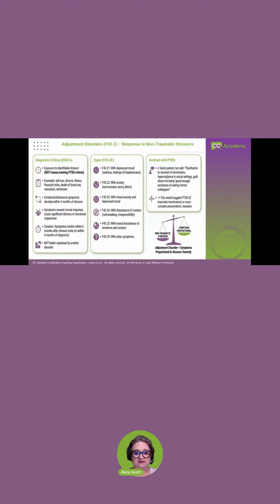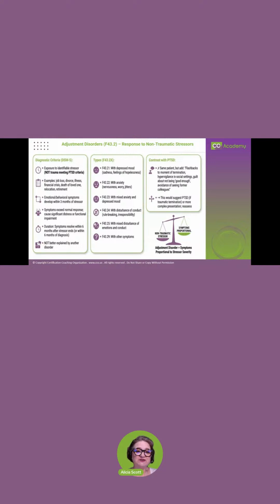The symptoms exceed a normal response and cause significant distress or functional impairment. And here's the key: duration. Symptoms resolve within 6 months after the stressor ends or within 6 months of the diagnosis. So it's time limited, and it's not better explained by another disorder. So again, you'll see that comparison, like differential diagnosis, used.